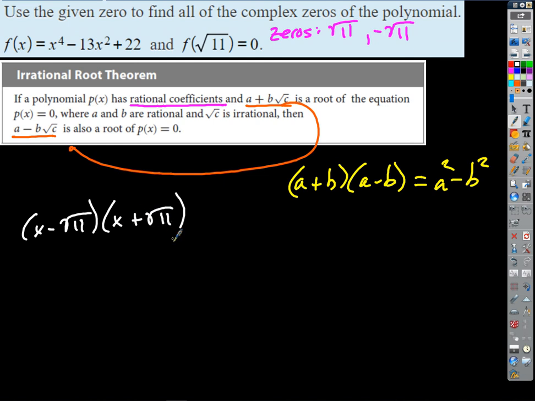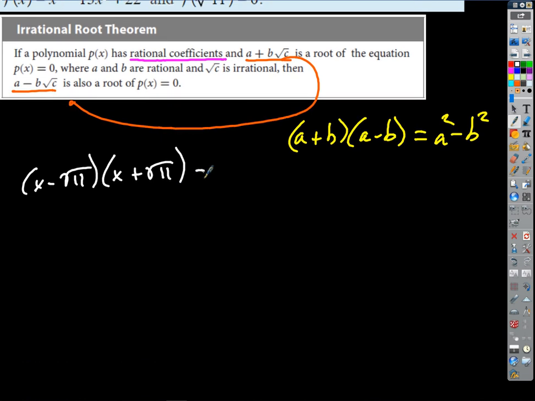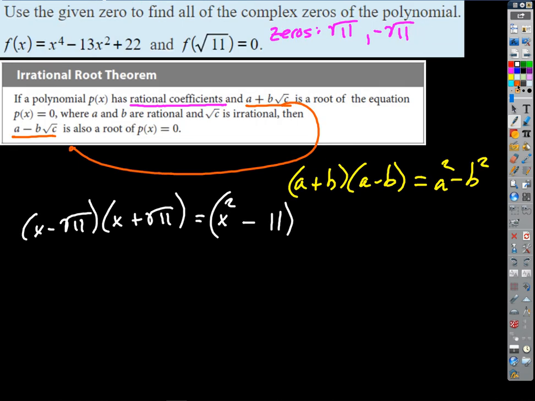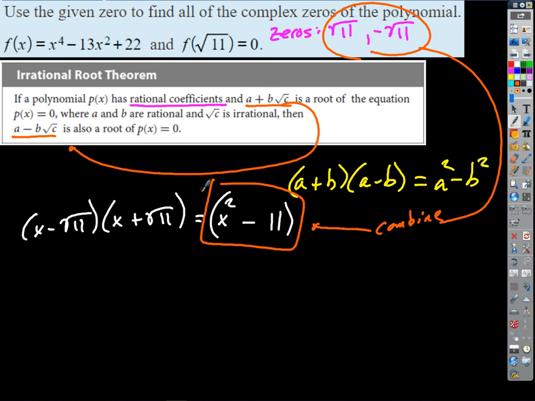And those are conjugates. If I take that product, what am I going to get? x squared minus 11. Right? Everybody see that? That's a minus b times a plus b is a squared minus b squared. Square root of 11 squared is 11. So I know that those two zeros are going to combine to give me that quadratic factor, right?